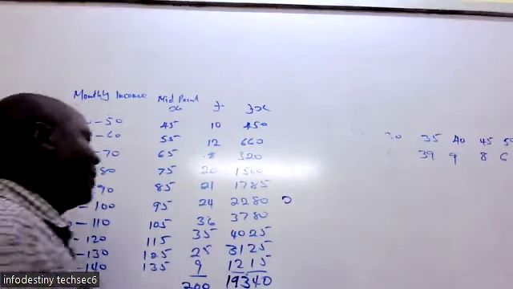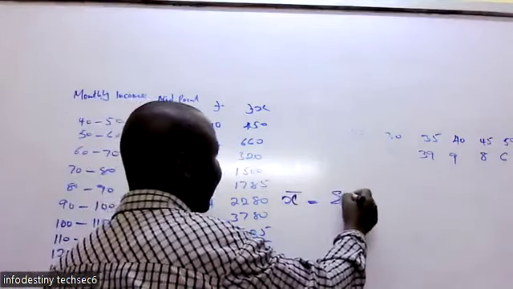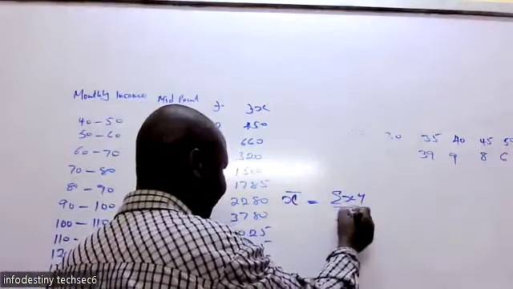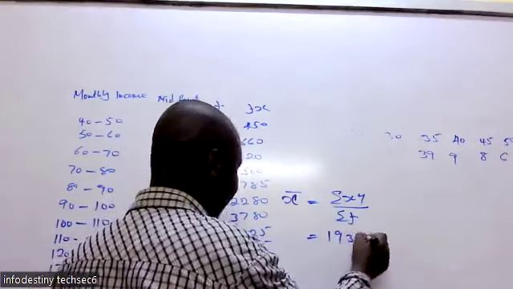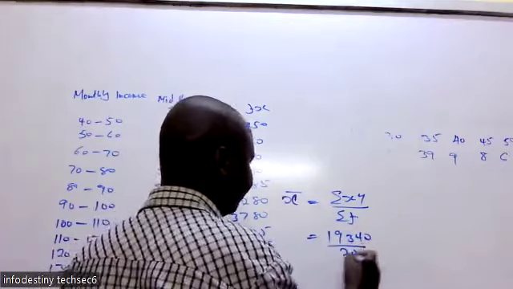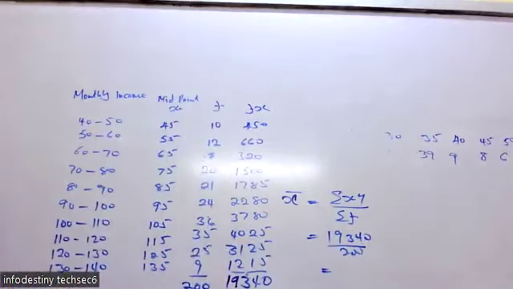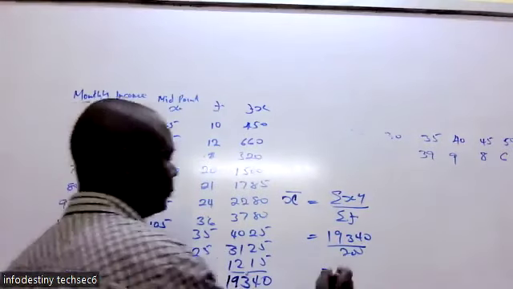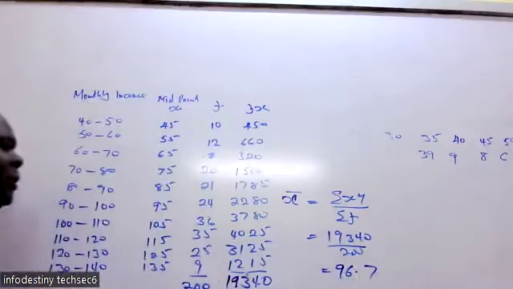Then we calculate the mean, which is the summation of fx over the summation of f. That's going to be 19,340 divided by 200, which is 96.7.